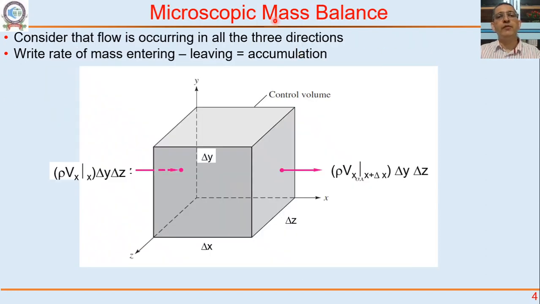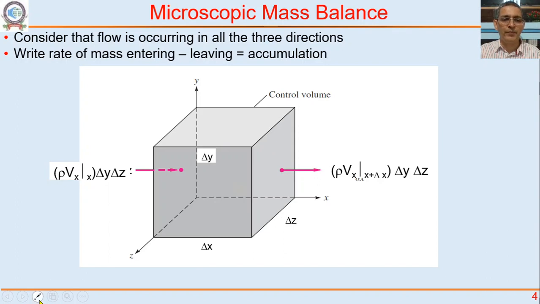So first of all, we are going to write the mass balance. So imagine this box again: x direction, y direction, and z direction. This is delta x, this is delta z, and this is delta y, the height of that box. Now imagine that Vx is there, Vy is there, and Vz is there. All the three directional velocities are there.